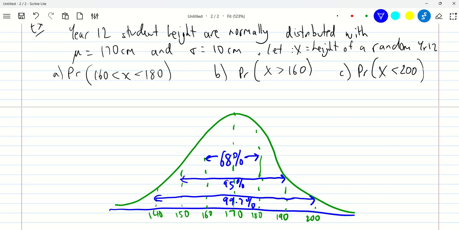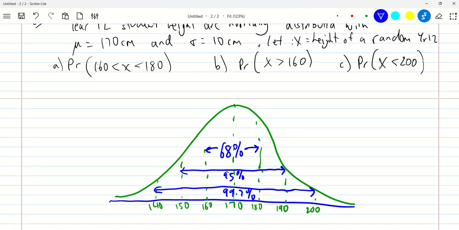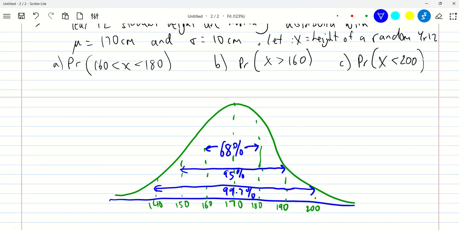So 68% of Year 12 students are somewhere between 160 and 180 centimetres tall. 95% are between 150 and 190 centimetres tall, etc. So hopefully that makes sense. Okay, so let's just answer these questions and then we're done with this video. So A, what's the probability that someone is between 160 and 180?